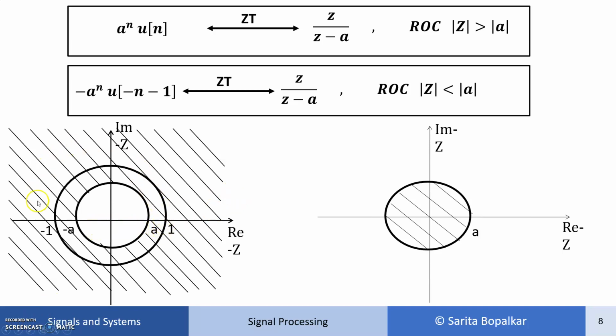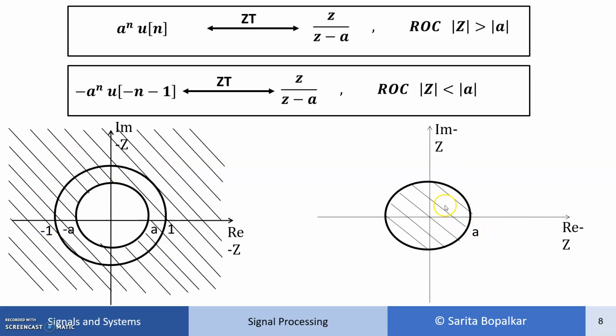So this unit circle is included in your ROC. That means this system is a stable system. Whatever this x of n is, it represents the stable system. In that case, we have considered a is less than 1. Then only your ROC will include this unit circle. So here we can say this system a raised to n u of n, ROC is exterior of a, where a is suppose 0.5 or any value less than 1. It includes the unit circle, means system is causal also because of right sided, and it is stable also because its ROC includes the unit circle.